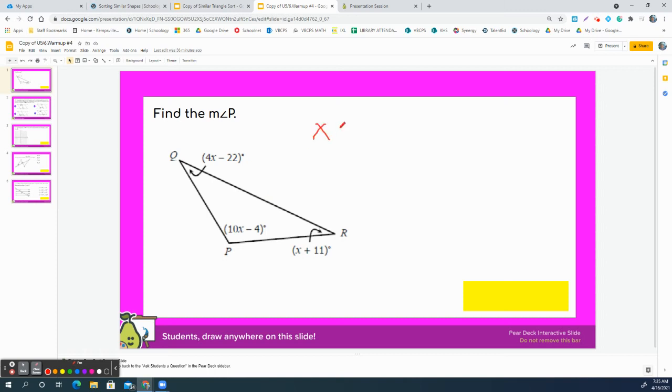Boom. Got x equals 13. That is 100% the right answer for x. The question is, what is P? So you've got to make sure you put that 13 into here and substitute. So angle P, and I could say the measure of angle P, equals, was it 126? Yeah. So make sure you're answering the question being asked.